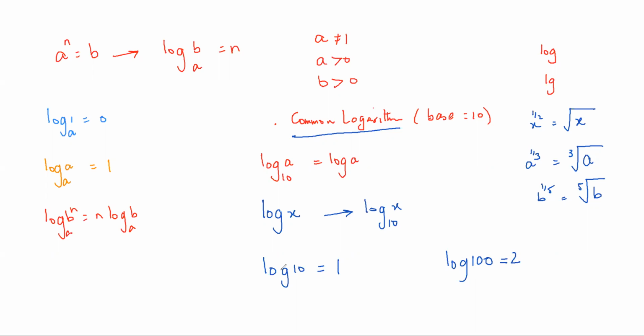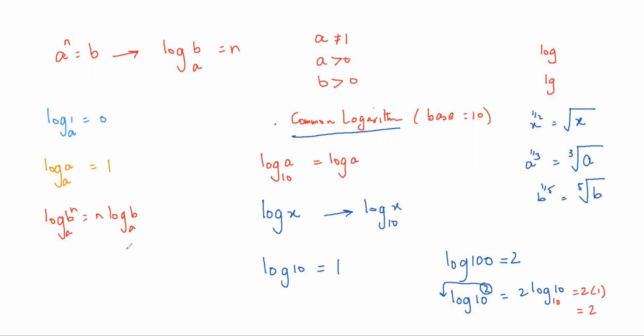Now you can also prove why this is 2, because log 100 you can write as log 10 squared. You can move this power to the front as a coefficient, so this becomes 2 log 10, with a base 10 that we don't write. Log 10 becomes 1, so that is 2 into 1, which is equal to 2.